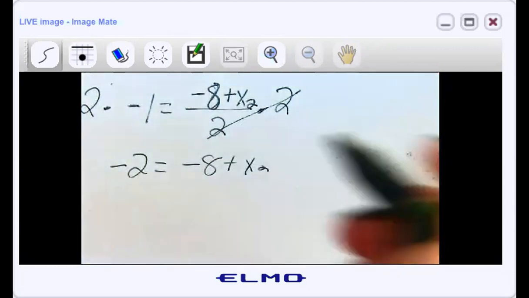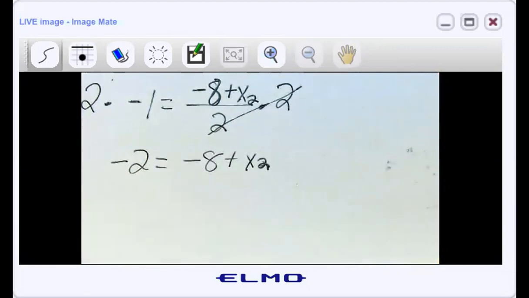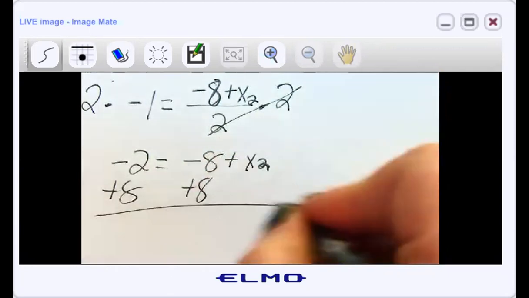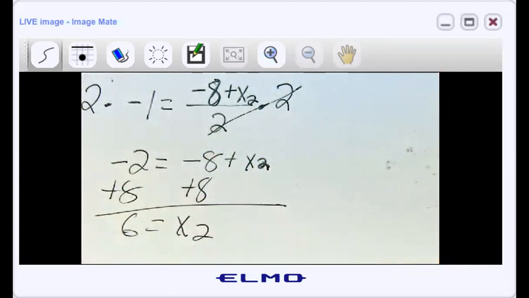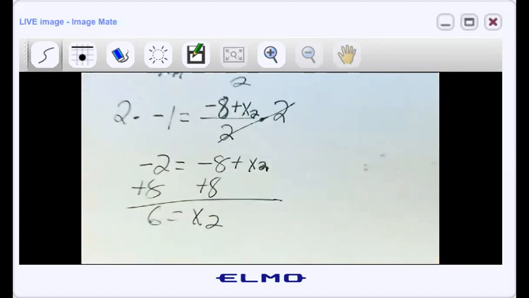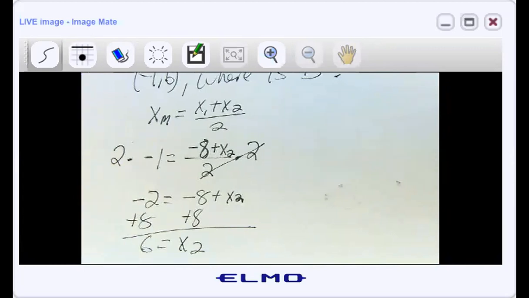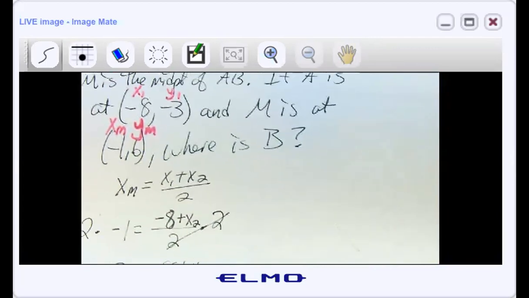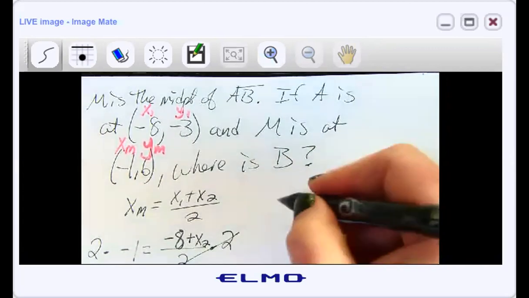All right, perfect. And now all I have to do to finish is add 8 in this case to get the X by itself. So add 8, I end up with 6. So if you got 6 for this first value, you are correct. That's half of our answer. So B is going to be at 6 comma something. We just need to figure out what the something is. So let's go ahead and do the same thing for the Y's.